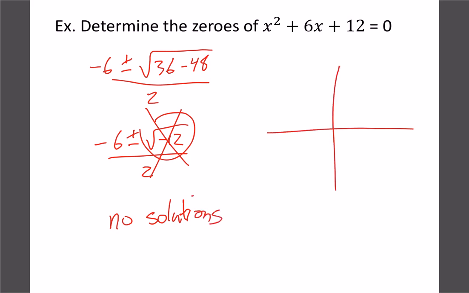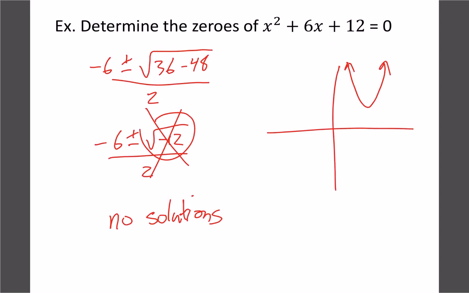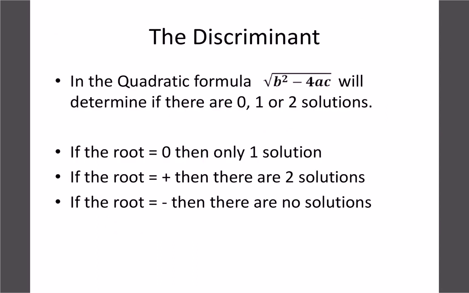So what does that mean? If we actually look at the graph in this case, this would be a graph where it doesn't have any x-intercepts. So you can see we actually get three different scenarios. The first example had a square root of 121. That gave us two answers. This last page we had a square root of 0, which only gave us one answer. And if we had a square root of a negative number, that meant we had no answers.